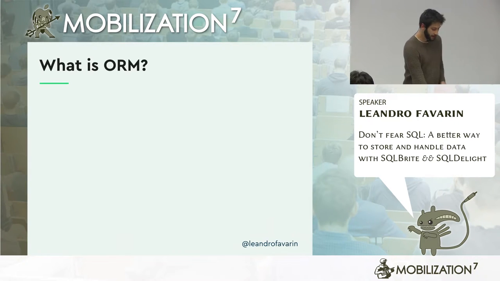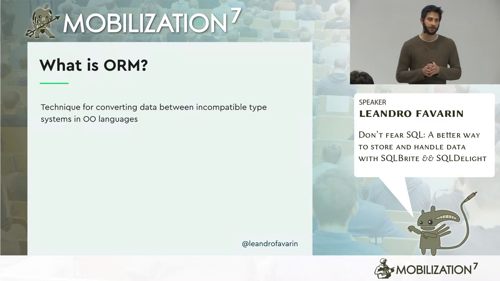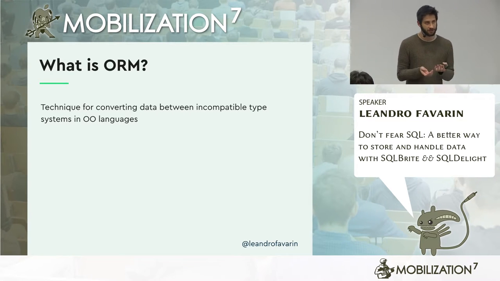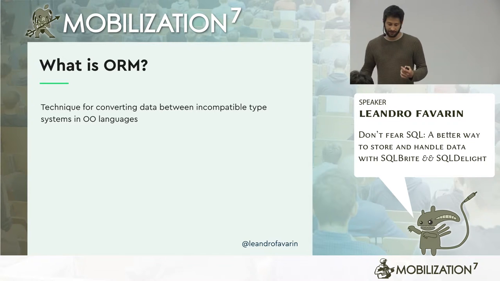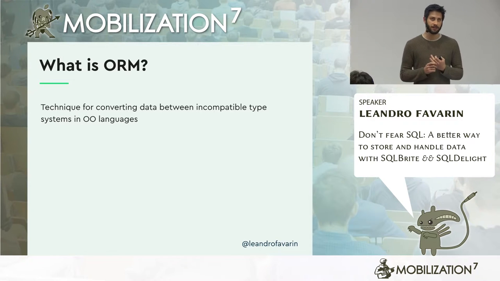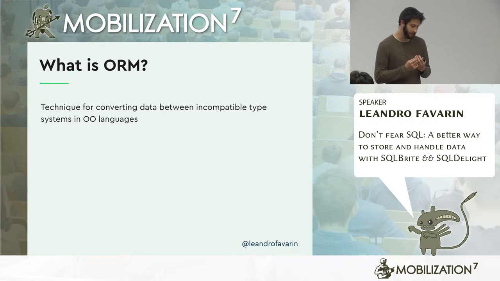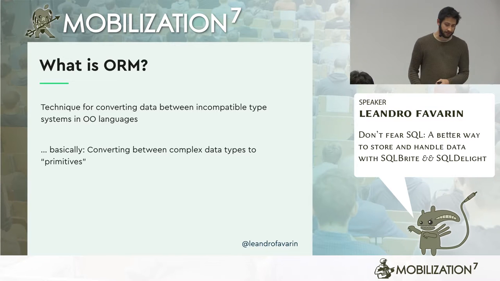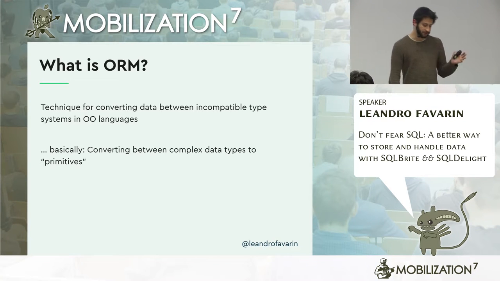It's a technique that allows you to convert data between incompatible type systems. So for example, you have these primitives like long, integer, byte, string, but the database doesn't really understand the concept of a user. And so you have the people who created this concept of mapping relational entities to make it easy for us to do type-safe marshalling and unmarshalling of the data back and forth. So it's basically a way for you to convert between those data types.